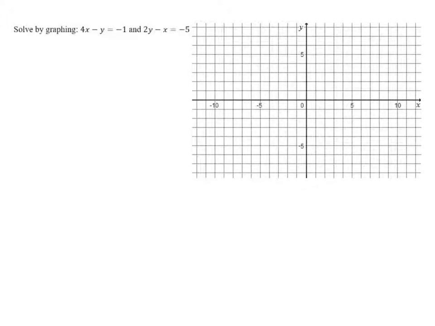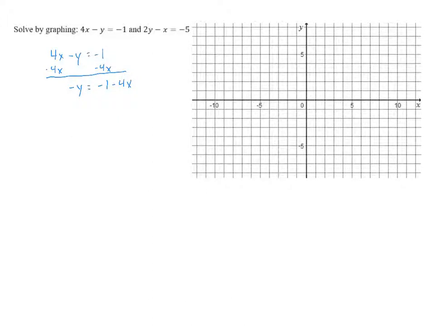So what I'm going to do is get this into slope-intercept form because I think it's going to be a little bit easier to work with. So we've got 4x minus y equals negative 1. To get the y alone, we need to subtract 4x from both sides. This leaves us with the opposite of y, or minus y on the left. We've got negative 1 minus 4x on the right.